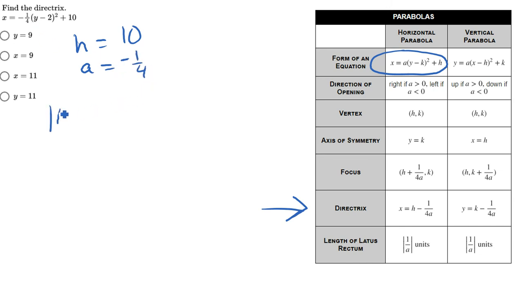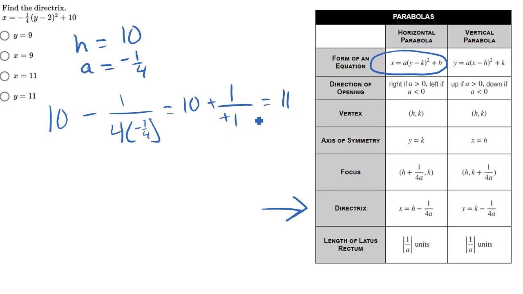So let's put that together. So 10 minus 1 over 4 times negative 1/4. Let's clean that up. So that's 10 minus 1 over, well, that would be negative 4/4. So that's negative 1. So 10 plus 1 equals 11. And that would be our, okay, now find the directrix. So it's x equals for this one. So let's be careful. They do have two of them. So x equals 11 for this one.